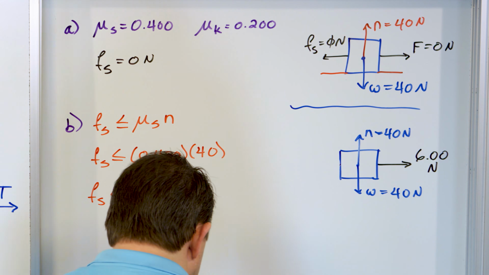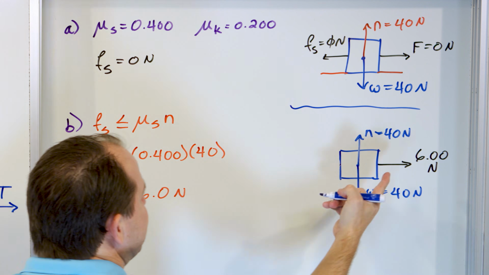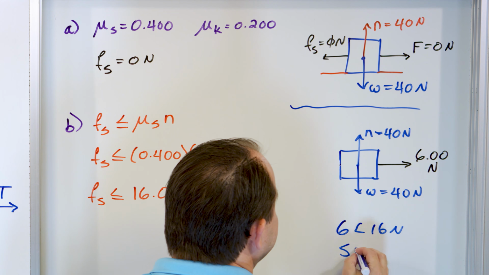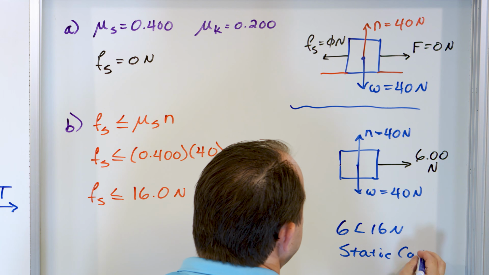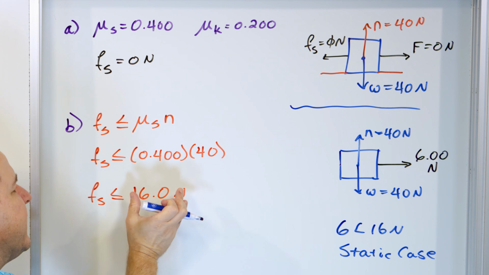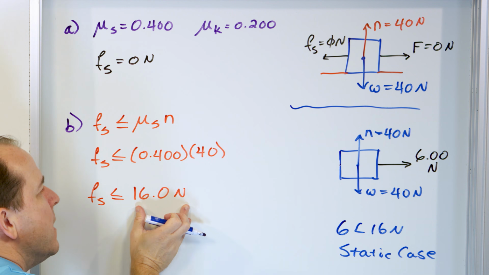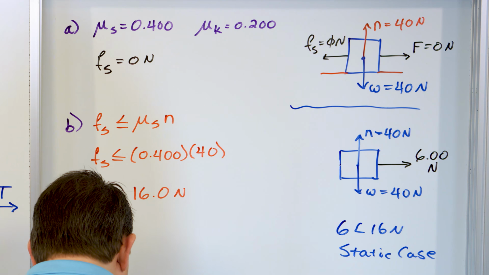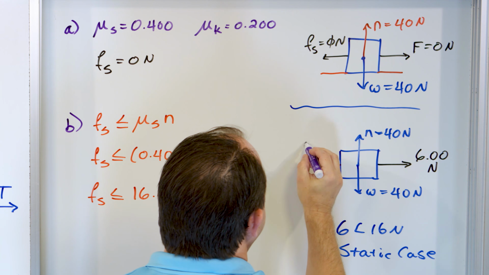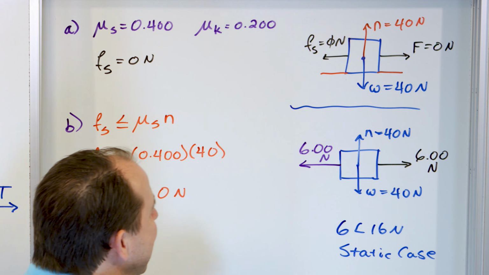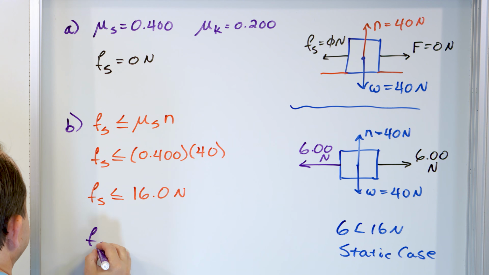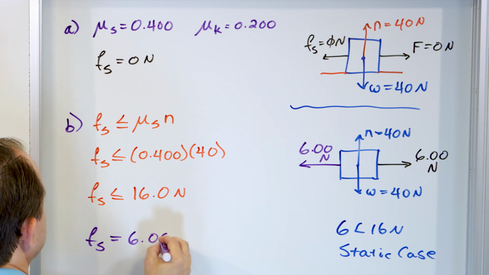Because the 6 newtons of pull I have is less than 16 newtons, I know that we're in the static case. In other words, the box isn't moving because the frictional force that can be supplied can go up to a maximum value of 16, but I'm only pulling with a value to the right of 6. That means the static frictional force will go in the other direction, 6.00 newtons, to balance it out. And this is going to remain static. So the static frictional force is going to be equal to 6 newtons.